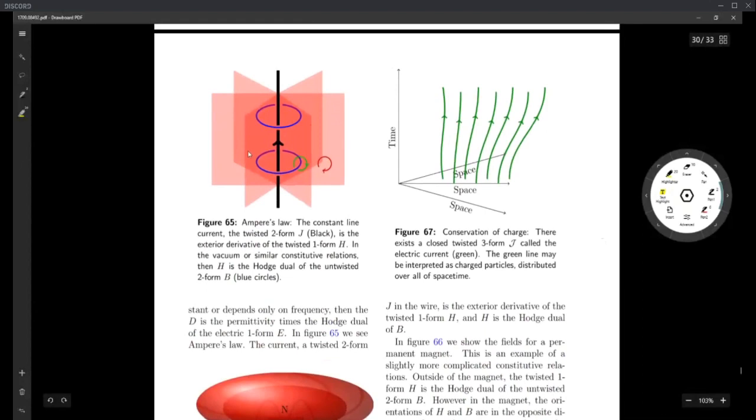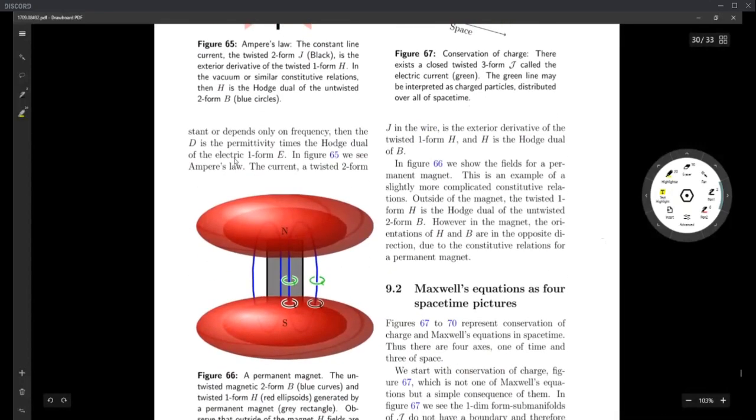You can again apply this to Ampere's law, which I think makes it more obvious. So this is my line of constant current. And if I have a constant current, this is a twisted two form, J. And you can sort of think of this line to be the derivative of this H form. That is to say that if I have this H form that intersects with this line, I can then take the derivative and arrive at this twisted two form. And again, this is a Hodge dual correspondence between these two.